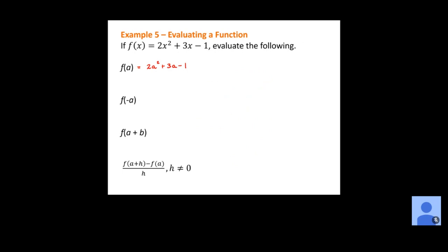And at that point, we're done. And the reason is there's nothing to simplify. Since we're not substituting an actual number in there, we can't square anything, we can't multiply anything. That is simplified. That is our final answer for f of a.